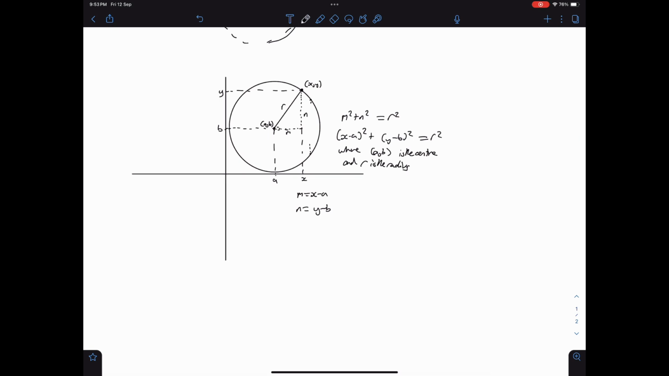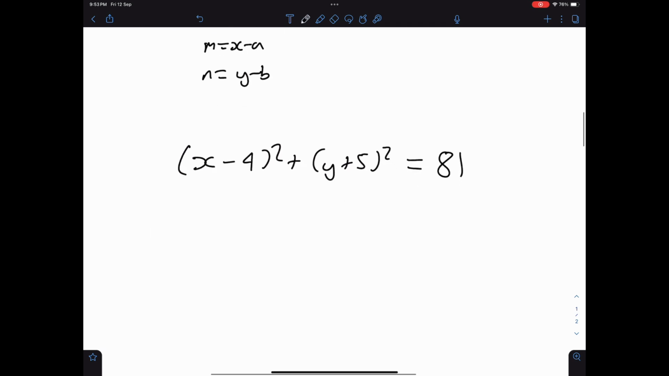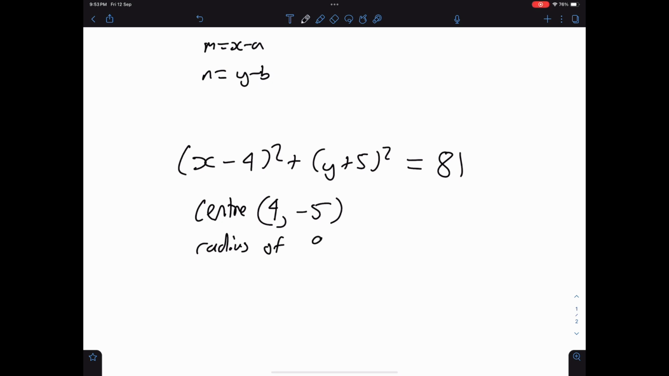Now, it could look something like this. So, for example, if you had x minus 4 squared plus y plus 5 squared equals 81, then what you could say is this circle has a centre 4, negative 5 and a radius of 9.